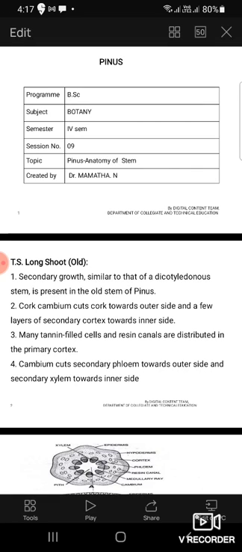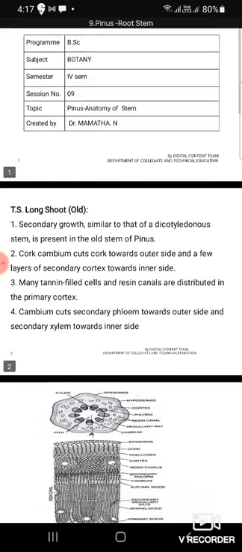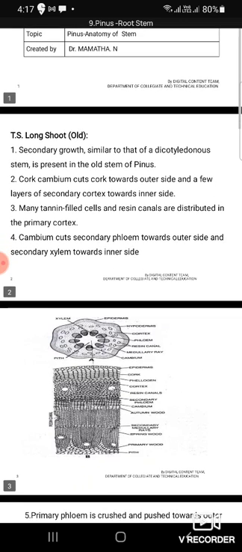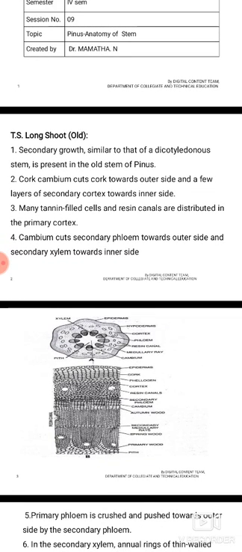Anatomy of stem in Pinus. Coming to the long shoot, secondary growth is similar to that of a dicotyledonous stem, and the cork cambium cuts off cork towards outside and few layers of secondary cortex towards inner side.